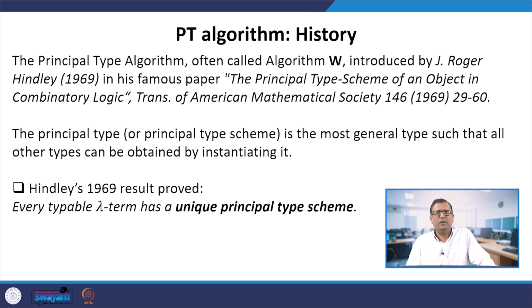This algorithm, often called algorithm W, was introduced by Hindley in his famous paper, The Principal Type Scheme of an Object in Combinatory Logic, in 1969. It appeared in the Transactions of the American Mathematical Society. The principal type or principal type scheme is the most general type, such that all other types can be obtained by instantiating it. And in this paper, Hindley proved that every typeable lambda term has a unique principal type scheme. That means the type that we obtain, the principal type, is unique. That was proved by Hindley in that paper.